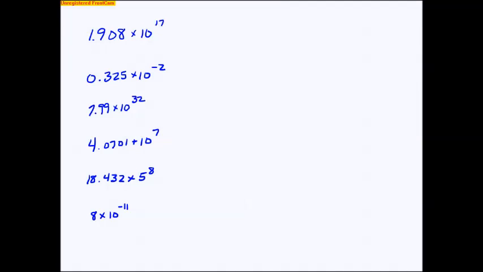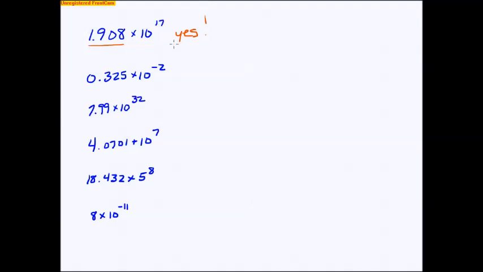There are a couple of major things that you want to look for. First of all, that first number must be greater than 1 and less than 10. If you look at this number 1.908, that is definitely greater than 1 and less than 10. So far so good. You always have a multiplication symbol right here, and you have a 10 with some kind of exponent up here. So it looks like this one. The first one, you can put a yes.